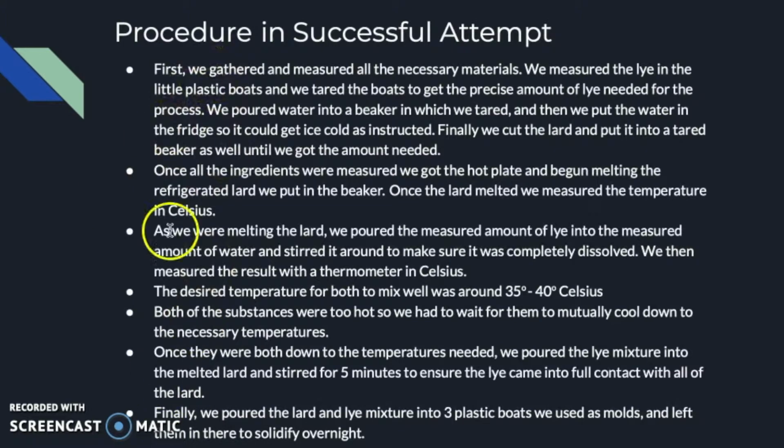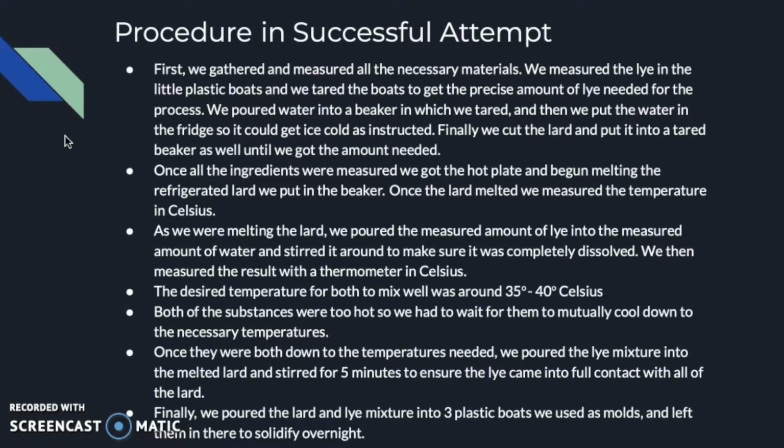So here's a big old meaty procedure that we used for the lard one. So I'm just going to breeze right on through it. All right, so first we gathered the necessary materials. We got 19 grams of lye, put in a little plastic boat. We tared the beaker, poured water in the beaker. We tared the beaker and put lard in the beaker. Measured all the right amounts, and we set it aside.